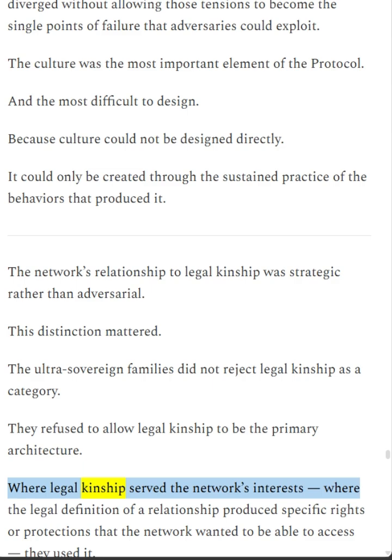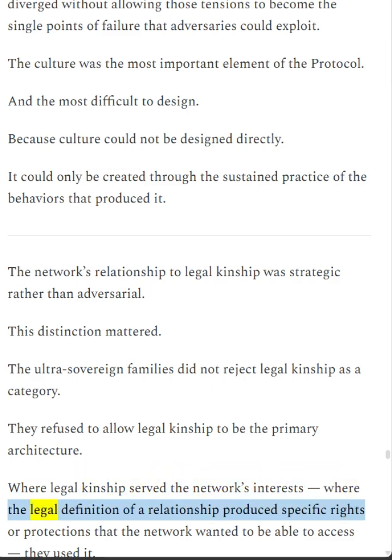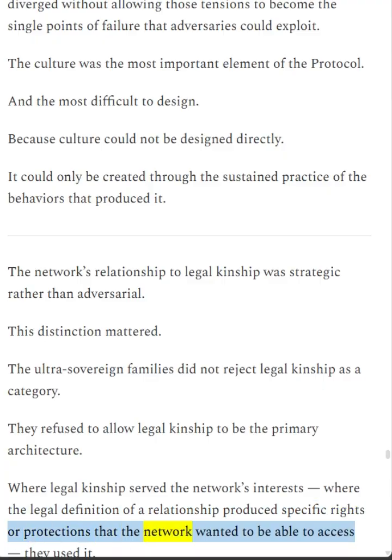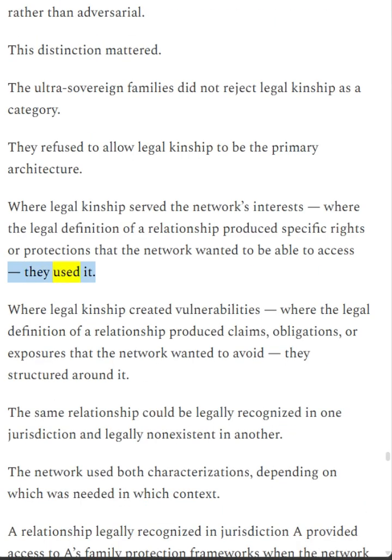Where legal kinship served the network's interests, where the legal definition of a relationship produced specific rights or protections that the network wanted to be able to access, they used it. Where legal kinship created vulnerabilities, where the legal definition of a relationship produced claims, obligations, or exposures that the network wanted to avoid, they structured around it. The same relationship could be legally recognized in one jurisdiction and legally non-existent in another. The network used both characterizations depending on which was needed in which context.